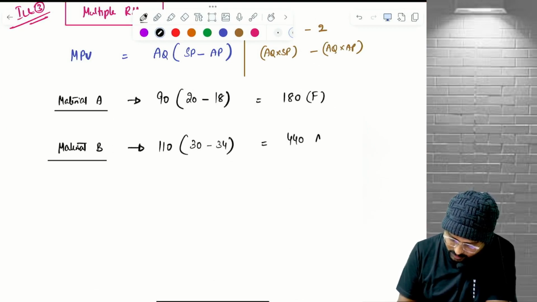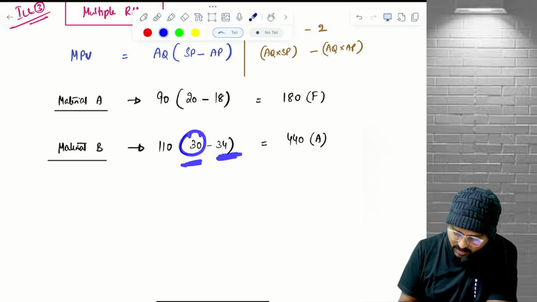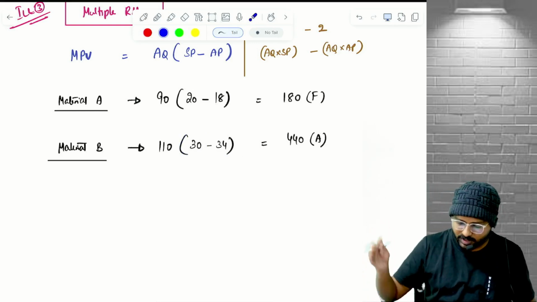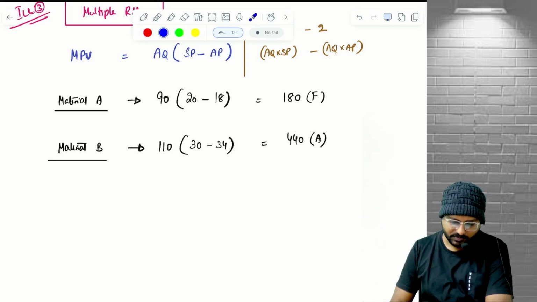Minus 4, which means it's going to be adverse. In other words, standard price is 30, actual price is 34. So your actual cost of materials is high, correct? Which means your actual profit would have got reduced. Therefore, it is adverse. Are we done?